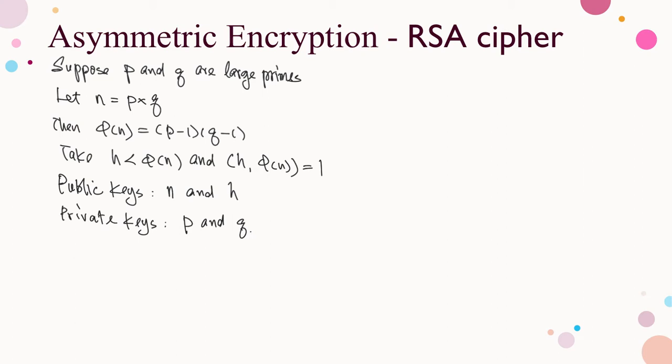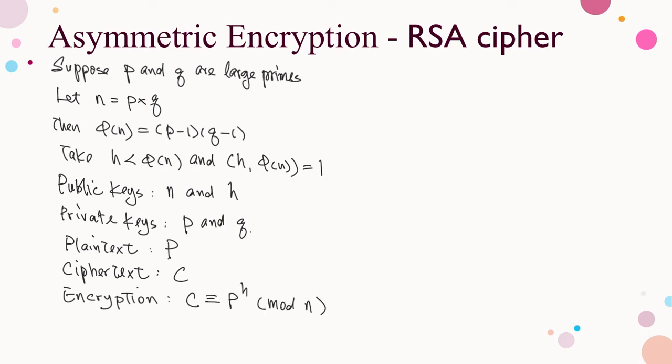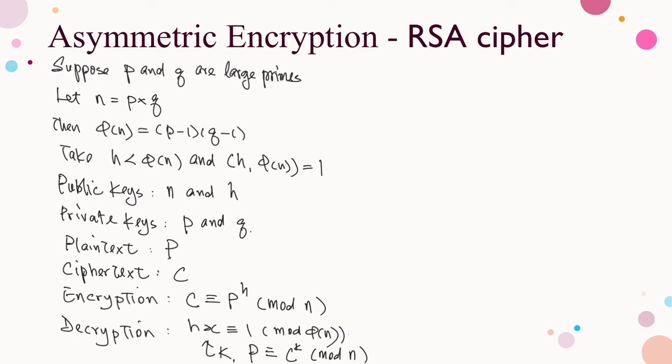Given a plain text p, denote the ciphertext by c. Encryption is done by using the power function with the public keys, that is, c is congruent to p to the power h mod n. For decryption, first solve the equation hx congruent to 1 mod phi(n) by using Euclidean division. Suppose the solution is k, that is, h times k is congruent to 1 mod phi(n). Then, by Euler's theorem, we have p congruent to c to the power k mod n.